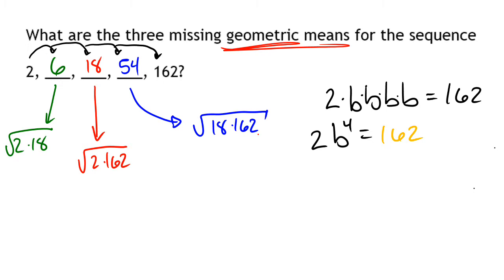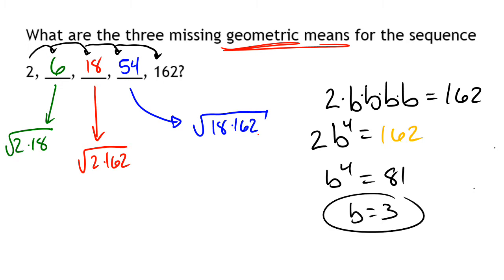If I divide both sides by 2, I get b to the 4th equals 162 divided by 2, which is 81. And then the 4th root of 81 is equal to 3. So b is the number 3.